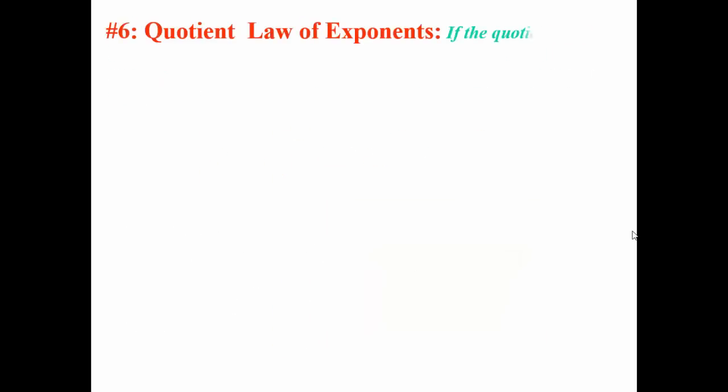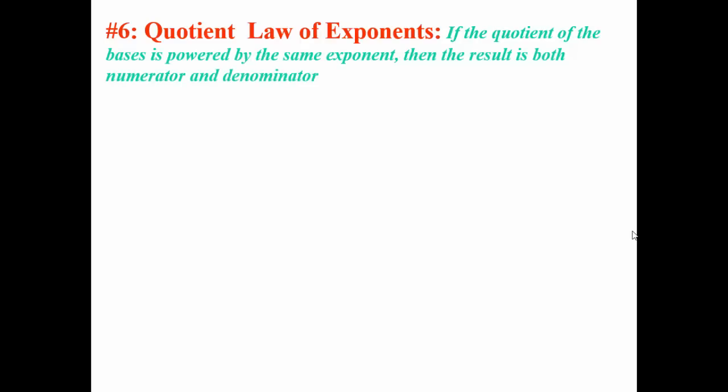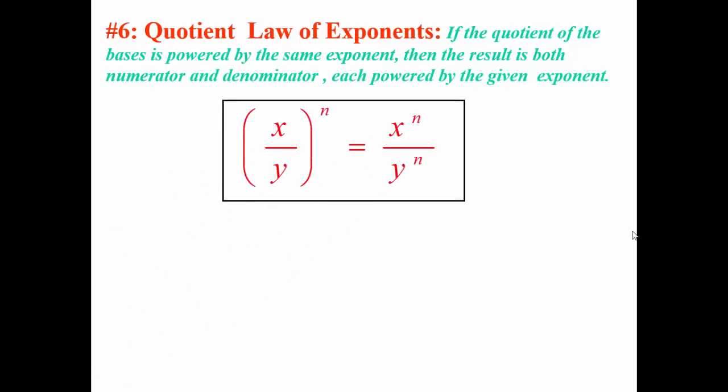Six is the quotient law of exponents. If the quotient of the bases is powered by the same exponent, then the result is both the numerator and the denominator will each be powered by the given exponent. Gibberish again, guys, but remember the most important part is this right here, the examples. So here it's division. We have x divided by y raised to the nth power, and that is the same thing as x raised to the nth power divided by y raised to the nth power.